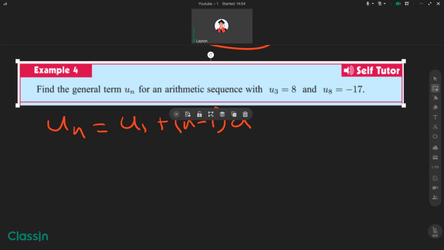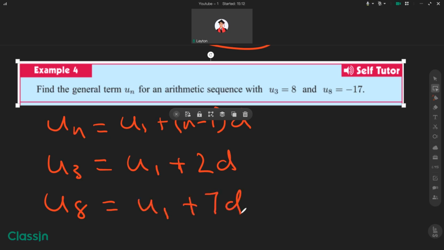Okay, so u3 is going to equal u1 plus, we sub the n in. So 3 into that, 3 minus 1 is 2, so plus 2d. u8, same deal, but plus 7d. Now we have to find our two variables, u1 and d. So maybe I can equate them first. This is equal to 8, and this is equal to minus 17.